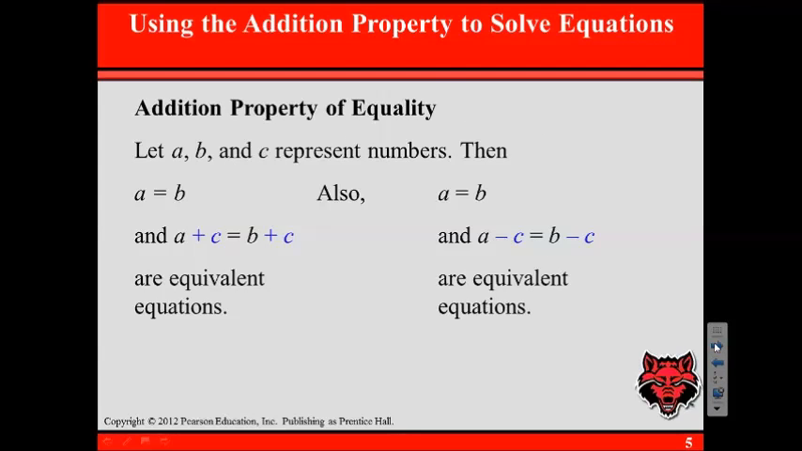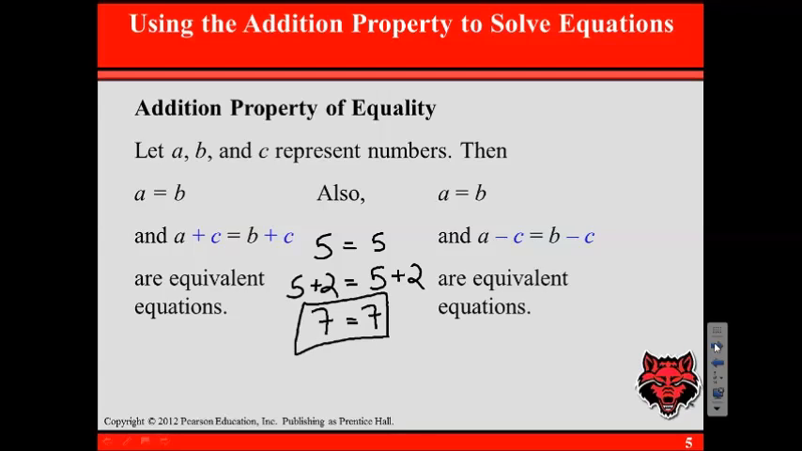The property that we will use to solve equations in this section is the addition property of equality. Essentially, this property tells us we can add or subtract the same number from both sides of the equation to create equivalent equations. For example, if we had the statement 5 equals 5, we could add 2 to each side of the equation, each side of the equal sign, and that would give us 7 equals 7. 7 equals 7 would be an equivalent equation to 5 equals 5.